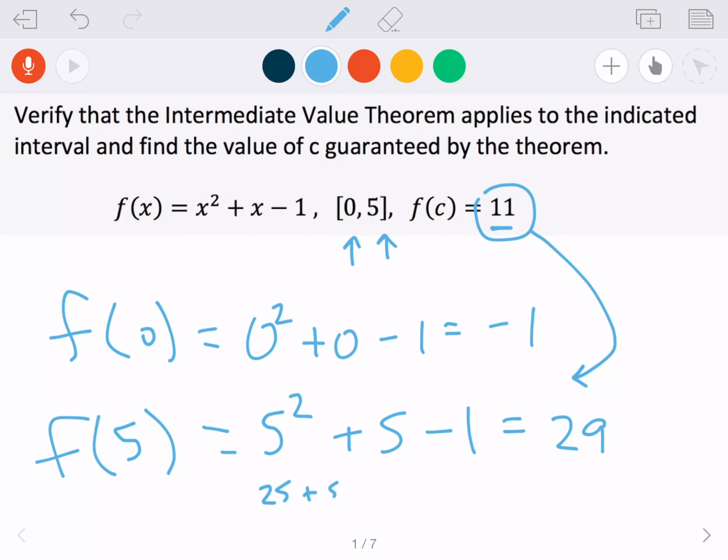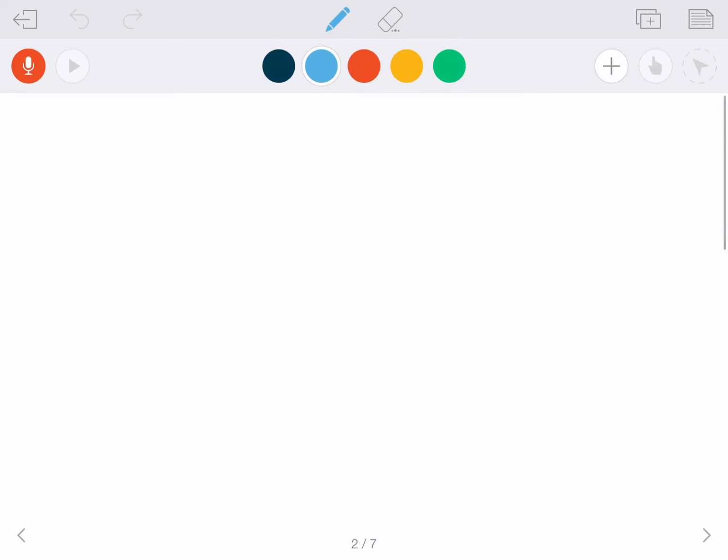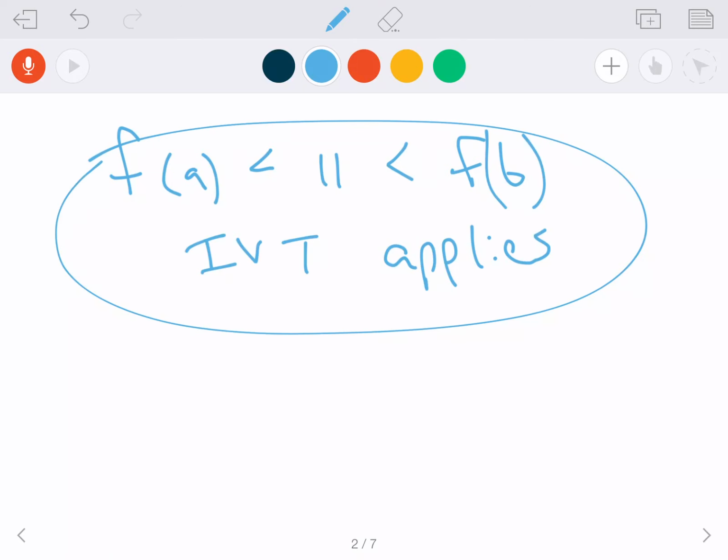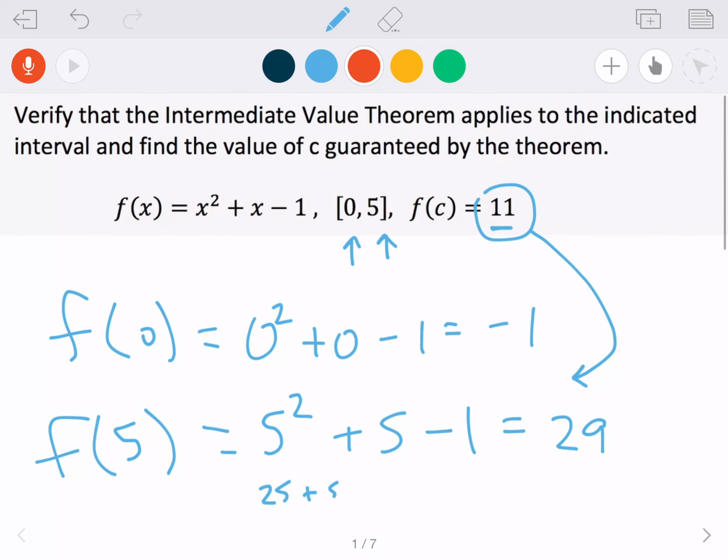If I were writing an answer on a test, maybe an AP test, what I would write down is that I found f of a, and it was less than that value, and that was less than f of b, so I can say that the intermediate value theorem applies. That's how I would show that I had verified the intermediate value theorem, saying yes, 11 does fall between f of a and f of b. Now we're ready for the second part.